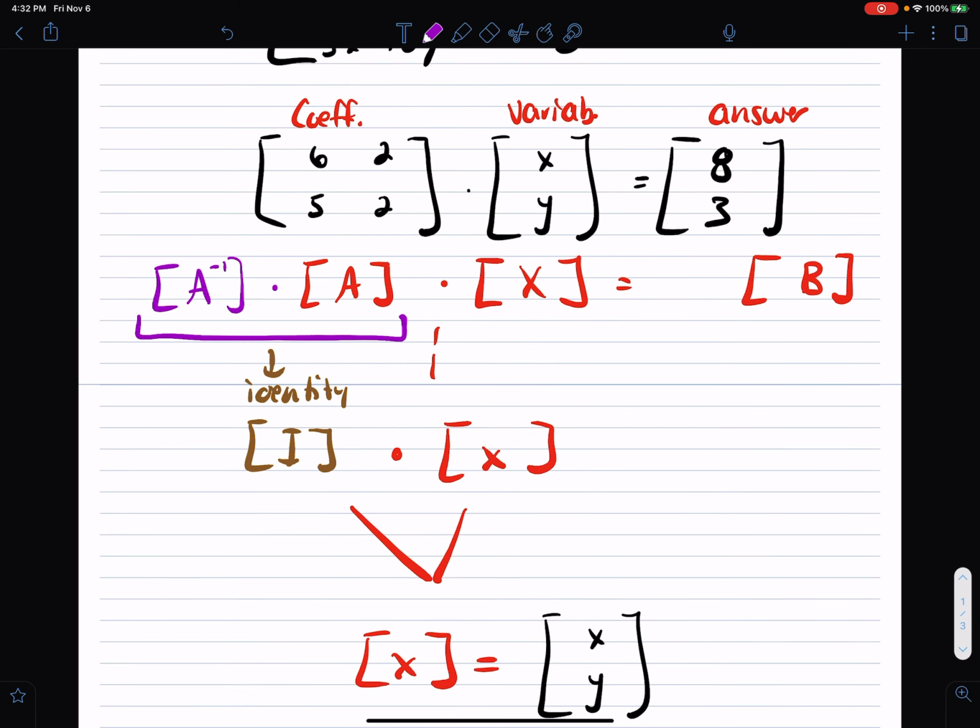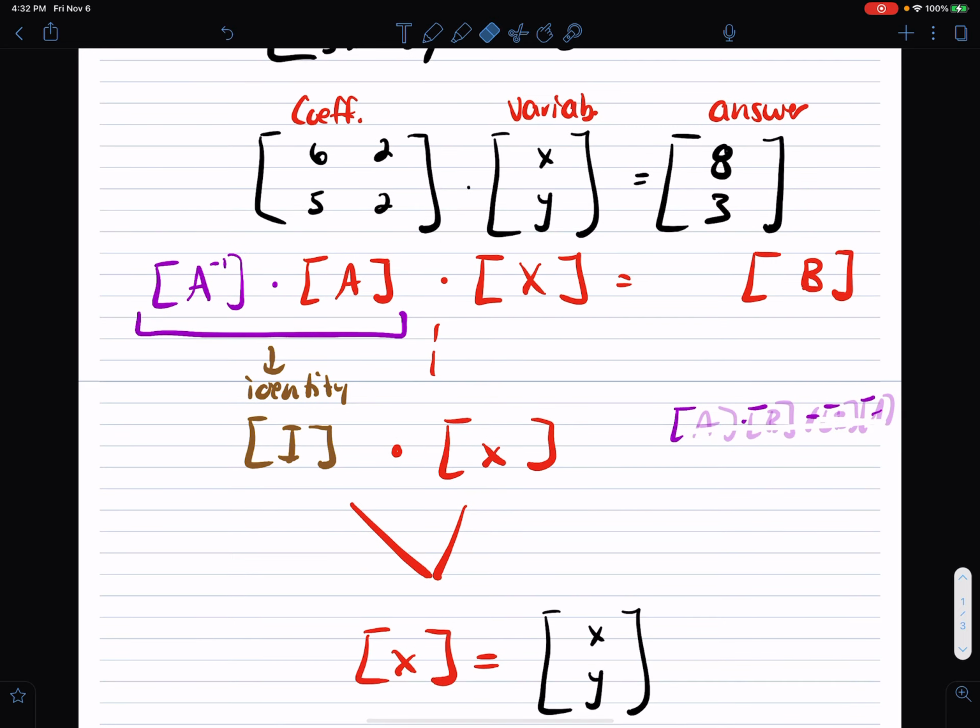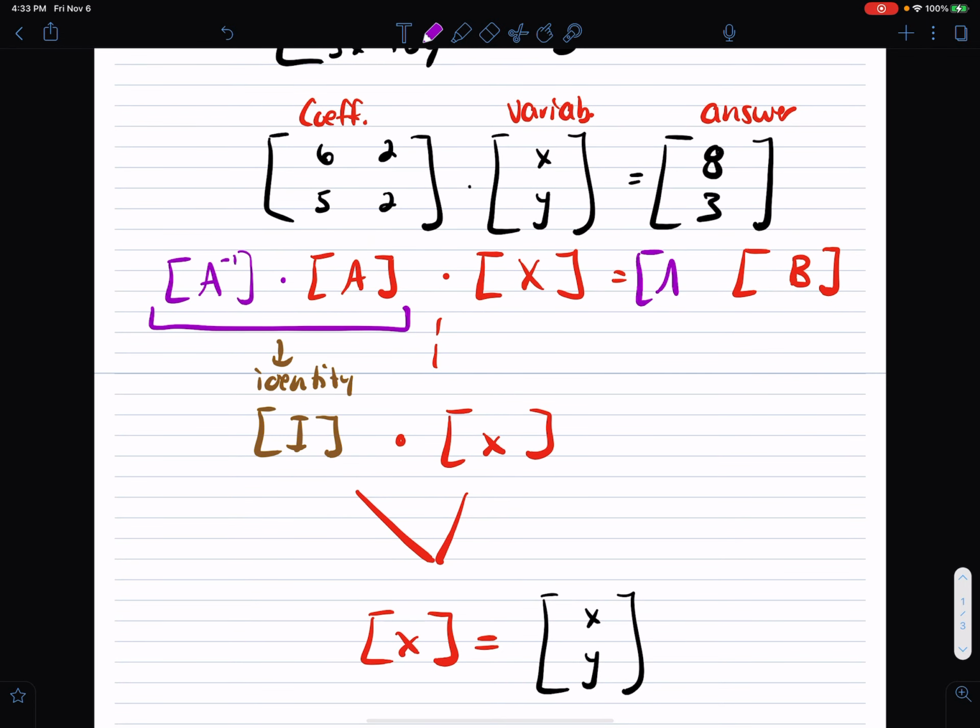Now, the only thing that's weird with matrix multiplication is that the order matters. For instance, the matrix A times the matrix B is not the same as the matrix B times the matrix A. So the order of multiplication in matrices is important. On the left side, I multiplied A inverse on the left of that statement, so I have to make sure to do that over here. I have to multiply on the left side of the statement.